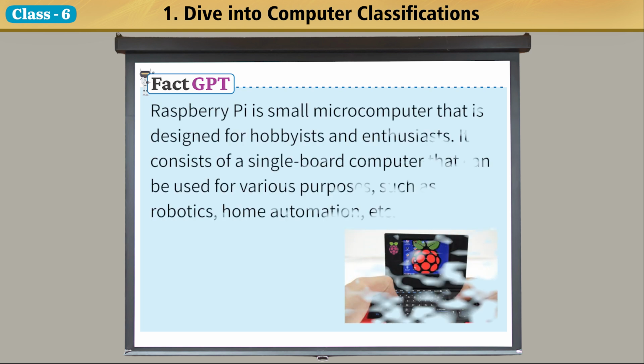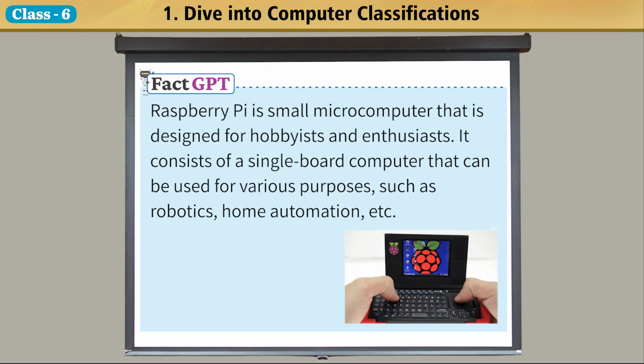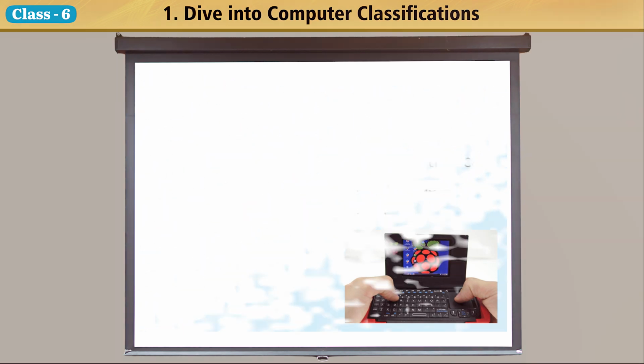FactGPT. Raspberry Pi is a small microcomputer that is designed for hobbyists and enthusiasts. It consists of a single-board computer that can be used for various purposes, such as robotics, home automation, etc.